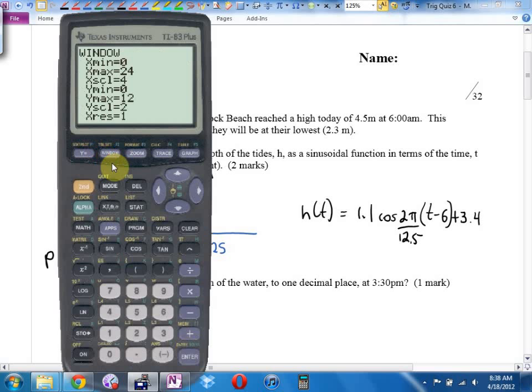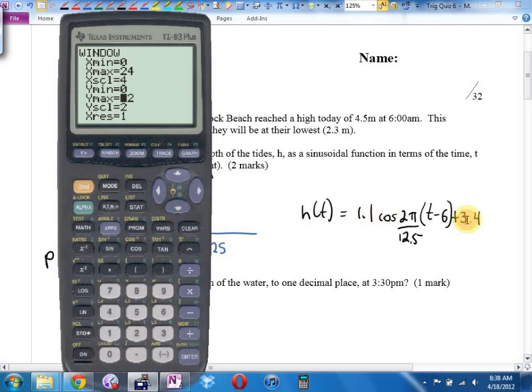Window. 0 to 24 would probably be good. 24 hours, going up by 4. Y min? Now normally I like to see the ground. But for some reason, this particular tide... Oh, no, wait a minute. What's the vertical displacement? What's the amplitude? Sorry, I thought this one went into the ground. That's a different question on one of my other quizzes. For some reason, the tide goes below sea level, which I guess could happen if you had a valley or something. Anyways, well, I want to see the ground.